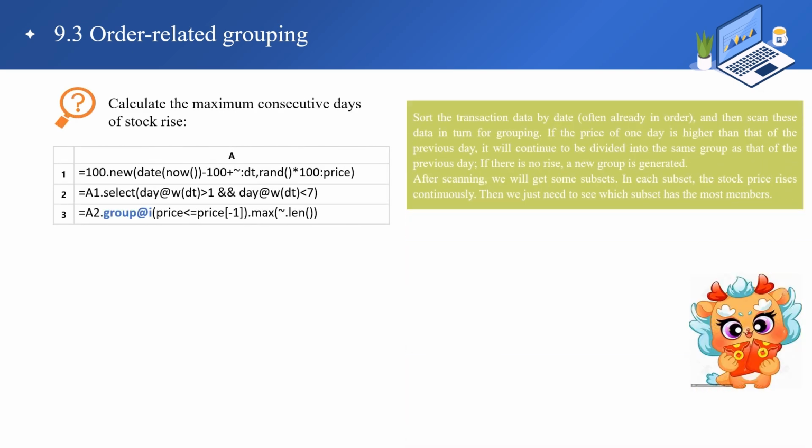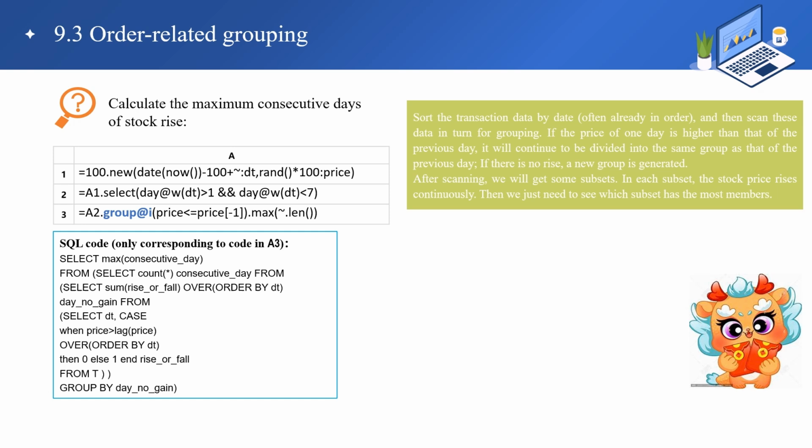Let's review the previous problem of calculating the maximum consecutive days of stock rise. Another way of thinking is to sort the transaction data by date, and then scan these data in turn for grouping. If the price of one day is higher than that of the previous day, it will continue to be divided into the same group as that of the previous day. If there is no rise, a new group is generated. After scanning, we will get some subsets. In each subset, the stock price rises continuously. Then we just need to see which subset has the most members. By the way, the easiest way for SQL to complete this task is also to use this idea, but the code is like this.